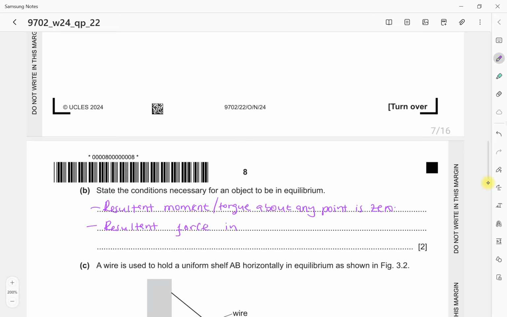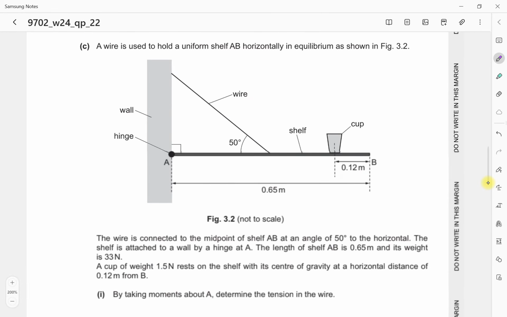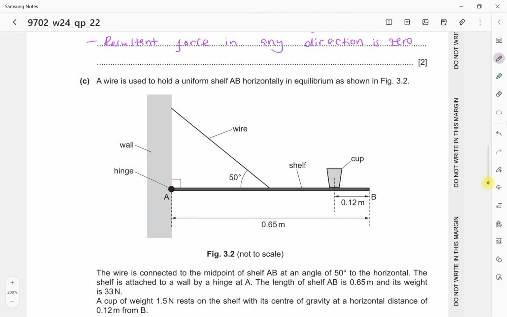In any direction is also 0. So there is no resultant force, there is no resultant moment. The wire is used to hold a uniform shelf horizontally in equilibrium.